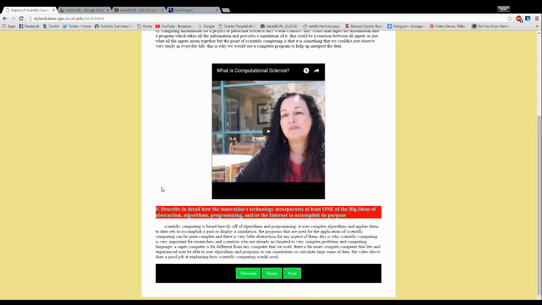And abstraction, it's not easy for anybody to just get into scientific computing or understand it. It's a very complex subject, and that's why it has to do with a lot of algorithms and programming. The algorithms range from very basic, like algorithms used for solving a Rubik's cube, to very complex algorithms that I would not even be able to explain, and they're used for condensing the data and then displaying it in these simulations.